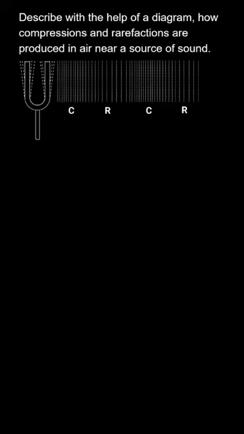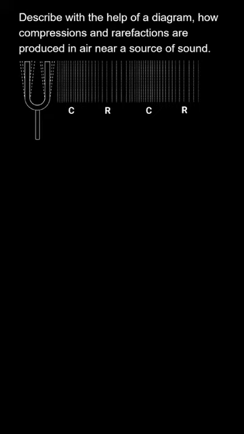Hi, the question says, describe with the help of a diagram how compressions and rarefactions are produced in air near a source of sound. Now, as you can see from the diagram over here, these are the regions of compression where the air particles are quite close to each other, whereas these are the regions of rarefaction where the air particles are far away from each other.